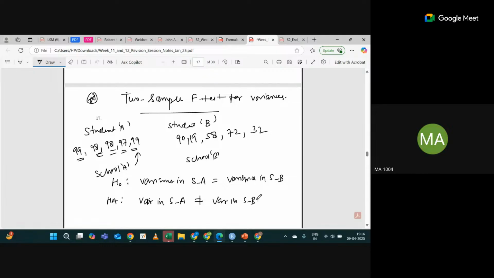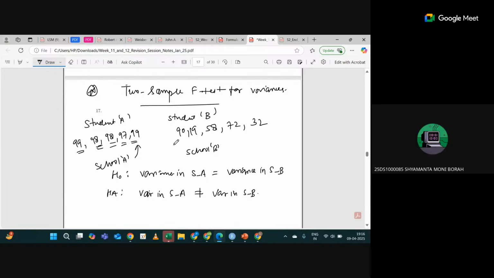Similarly, you can say for a manufacturing company, suppose there are two machines filling soda bottles, and they want to test whether there is a variability in the volume filled by machine one or machine two. The null is that variance in machine one is the same as variance in machine two, but the alternative will be not equal to. Is the rough idea clear? Yes, sir. Okay, great. So these are the kinds of situations where you use the F test for two sample variances.